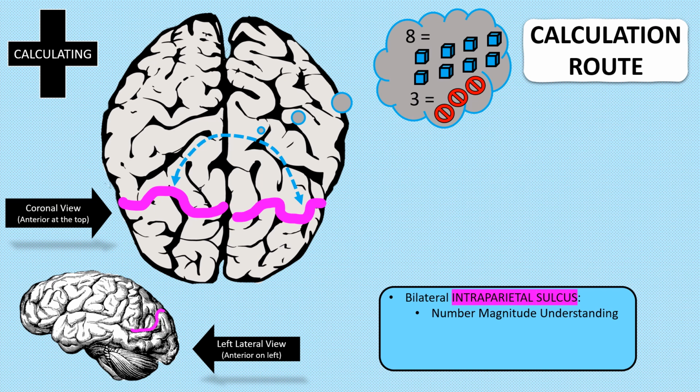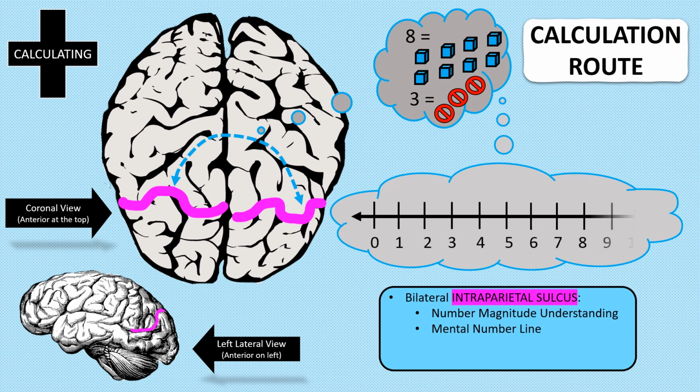The bilateral intraparietal sulci help to create a mental number line to allow for counting. In the present scenario, and is often common in subtraction, even into adulthood, the mind would begin at 8 and would count backwards 3 times to arrive at the final answer 5.